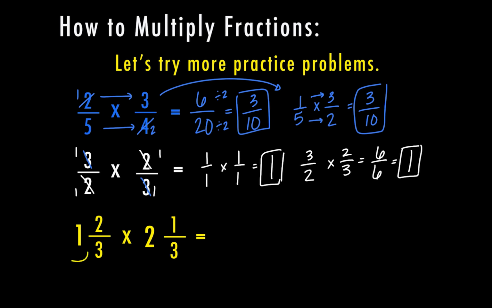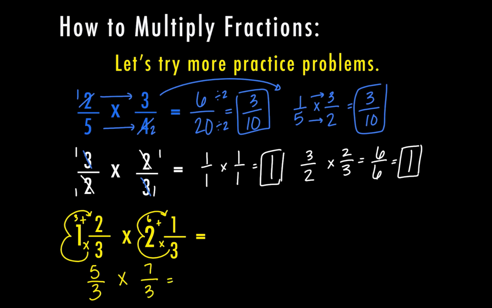So popcorn, we're going to go around from the denominator times the whole number, which is 3, plus the numerator is 5 over 3, times popcorn here. 2 times 3 is 6. 6 plus 1 is 7 over 3.